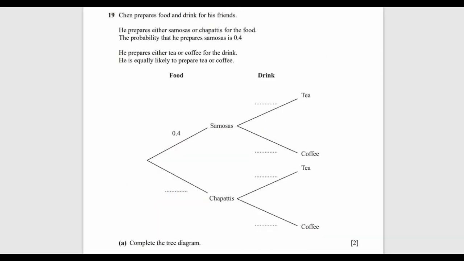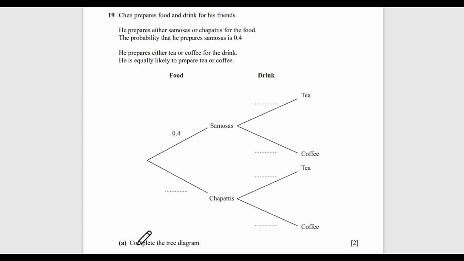Now in question 19, Chan prepares food and drink for his friends. He either prepares samosas or chapatis for the food. The probability that he prepares samosas is 0.4. He prepares either tea or coffee for the drink. He is equally likely to prepare tea or coffee. So this is the diagram here.